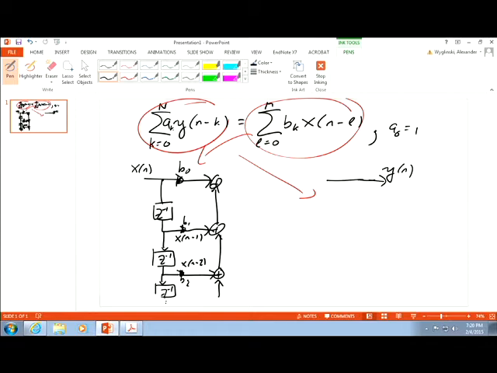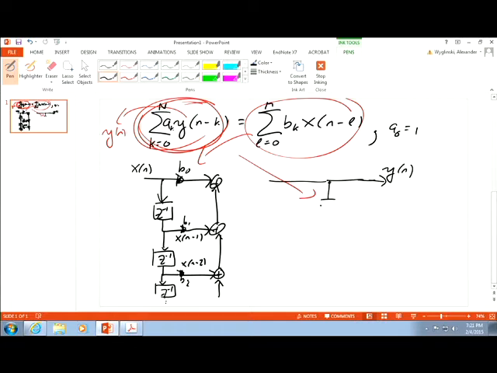What we're going to see happen is that this can actually be decomposed. The trick is that we're going to take out the y of n term, right? That means the k equals 0 term is going to be extracted, and everything left is going to be put on the other side. So what we're going to end up getting is our y of n term.